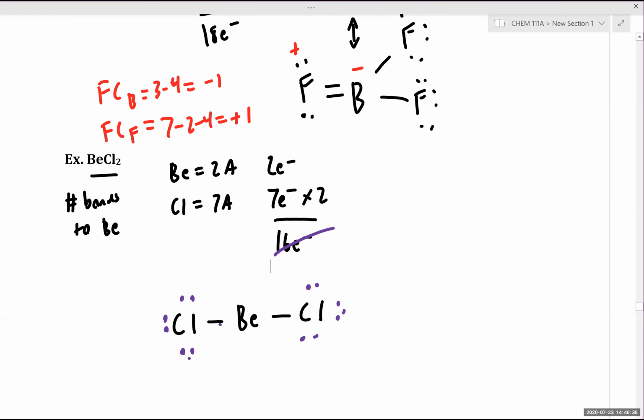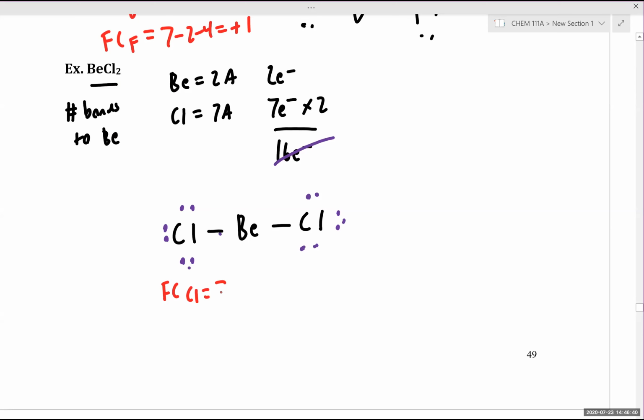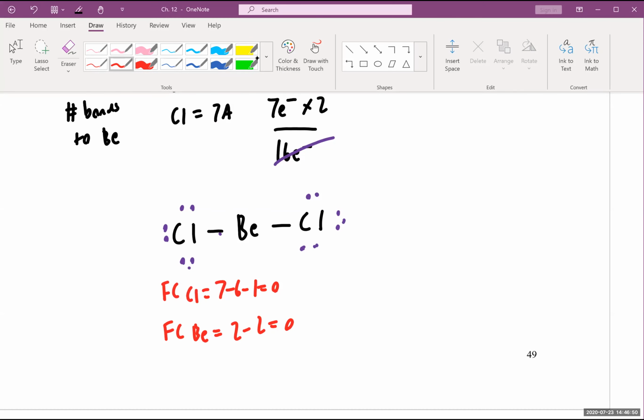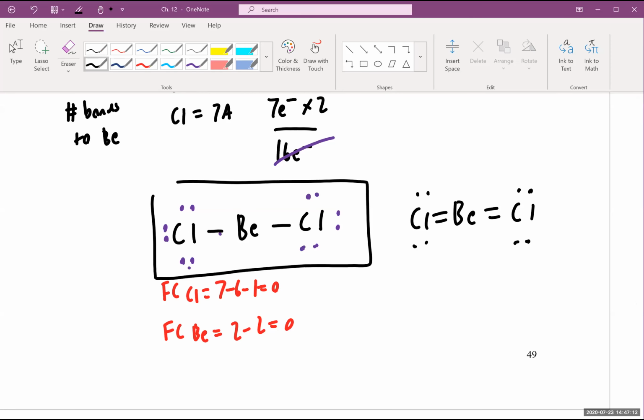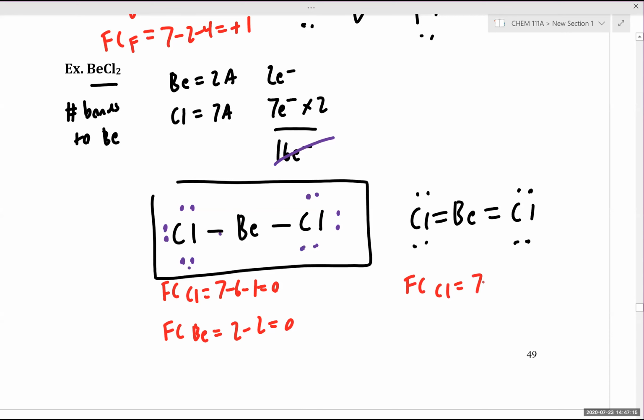And this structure, if we look at our formal charge of chlorine, is equal to 7 minus 6 minus 1, which is 0. And the formal charge of beryllium is equal to 2 minus 2, which is 0. As this incomplete octet structure has minimized formal charges, this is our complete structure for beryllium dichloride. The reason why we don't have our structure that follows the octet rule is that if we look at the formal charges for this structure, we see that the formal charge of chlorine is equal to 7 minus 4 minus 2, which is plus 1, and the formal charge of beryllium is equal to 2 minus 4, which is minus 2. Does this make sense to everyone so far?